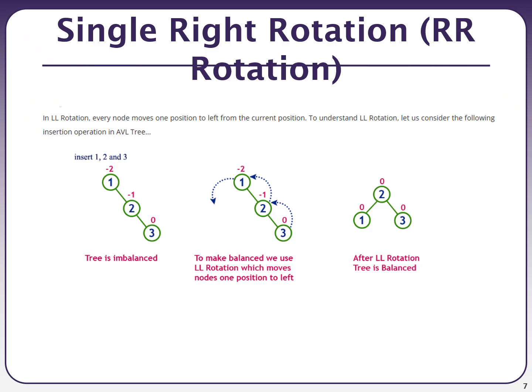The next one is the single right rotation, also called RR rotation. When you insert elements in ascending order, that is 1, 2, 3, we get balance factors of minus 2, minus 1, 0. Here I am using the RR rotation, in which the first element is moved to the left side of the root node. Now the root node is 2, and the balance factor is 0 for all three nodes.